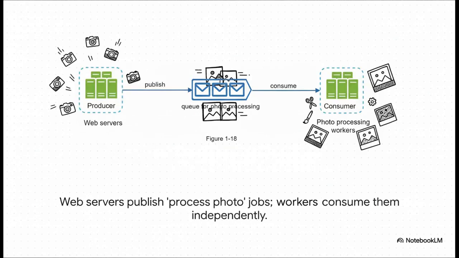This slide gives us a perfect real-world example. When a user uploads a new photo, the web server doesn't sit around and wait for it to be resized and filtered. No way. It just drops a quick "process this photo" message into the queue and immediately tells the user, "Yep, upload successful." Then, a completely separate fleet of worker servers can pick up those jobs from the queue and do the heavy lifting at their own pace. This keeps the main application feeling incredibly fast and responsive.